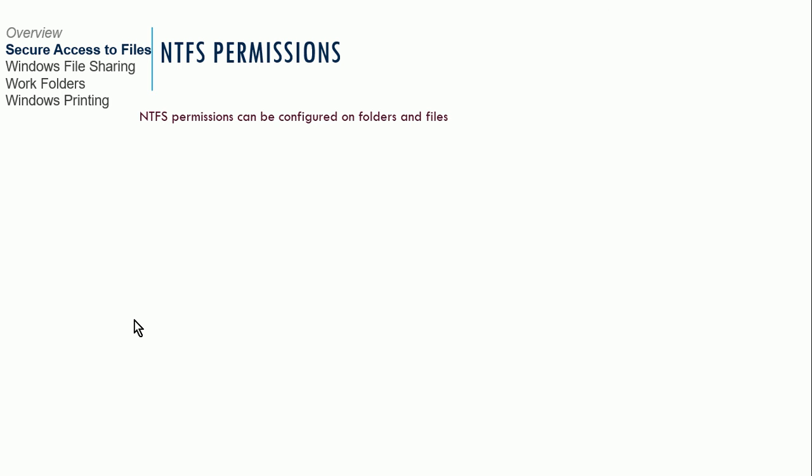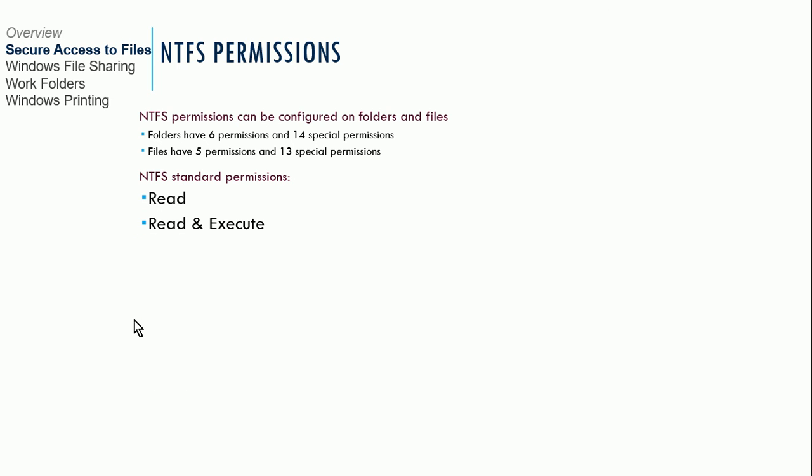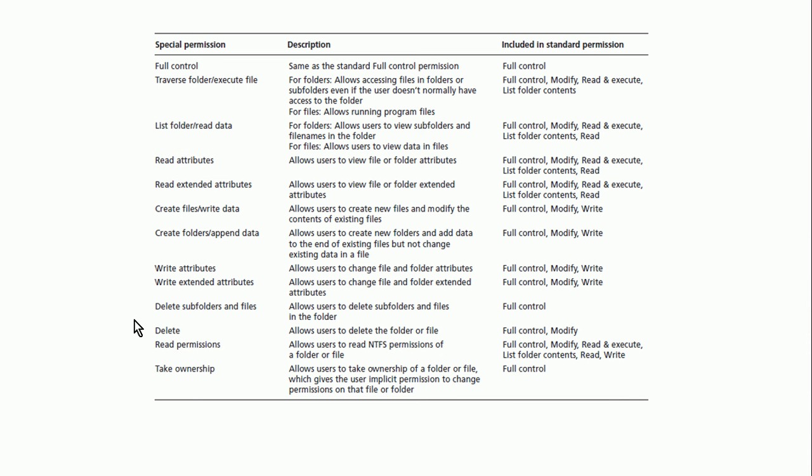So NTFS permissions can be configured on folders and files. Folders have 6 permissions and 14 special permissions, while files have 5 permissions and 13 special permissions. The standard permissions that you'll see in NTFS, you'll see when you right-click on a file or a folder and go to Properties, and there's a little thing that shows you the permissions for that file. The standard ones are read, read and execute, list folder contents, write, modify, and full control. But there are others as well, and this is from your textbook, but this shows you some of the other options that you'll see other than the basic ones. So there are the 6 basic permissions, and then you have the 13 special permissions, which are also included here. These are some of the special permissions.